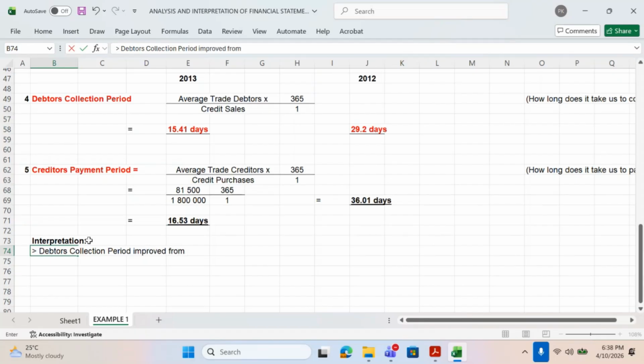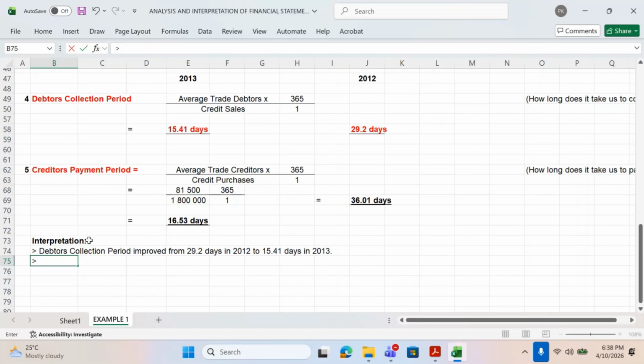from 29 days, 29.2 days in 2012, right? To 15.41 days in 2013. Okay. I just stated a trend. That is my comment, the first one. Just tell us what happened. The numbers have dropped, which is a good thing, right? Debtors collection period improved from 29.2 days in 2012 to 15.41 days in 2013.